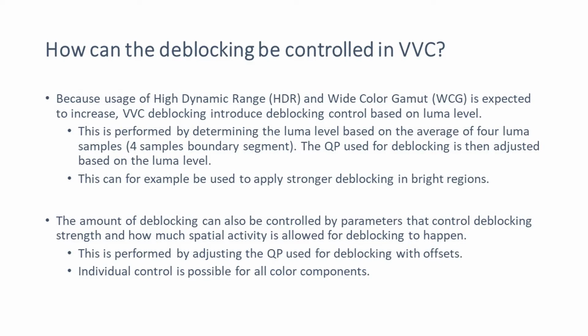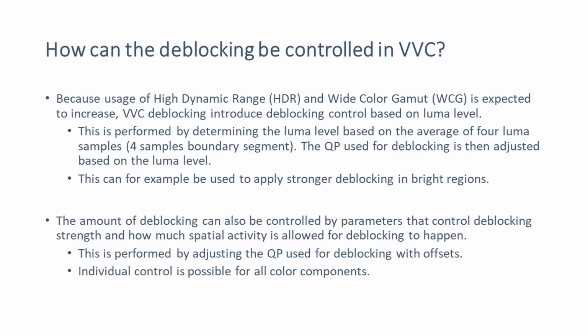So how can the deblocking be controlled in VVC? Because usage of high dynamic range and wide color gamut is expected to increase, VVC deblocking introduced deblocking control based on luma level. This is performed by determining the luma level based on the average of 4 luma samples. The QP used for deblocking is then adjusted based on the luma level.